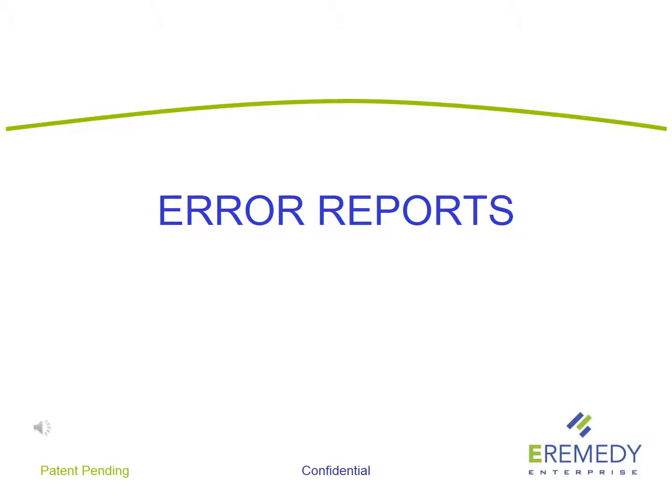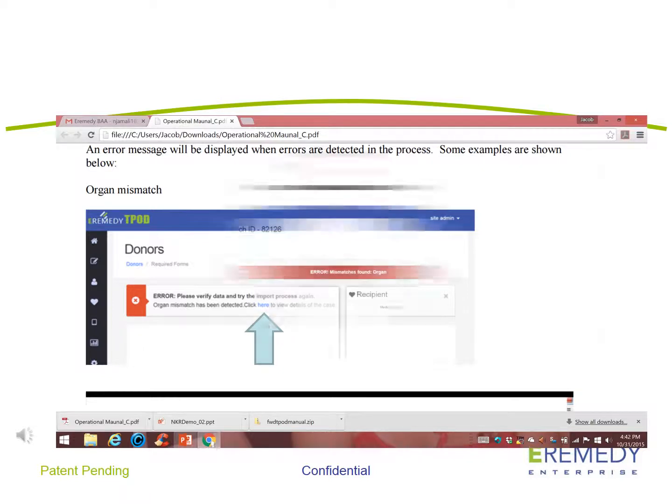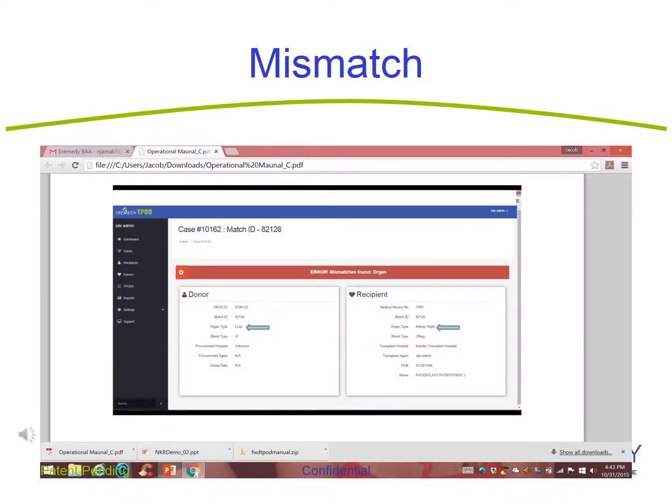Now let's go over some sample error reports that the TPOD could generate. In this example, an error report was given due to organ mismatch. Click on Here link to see details. The detail page shows that the donor organ is liver, and the recipient chosen is to receive a kidney, not a liver.